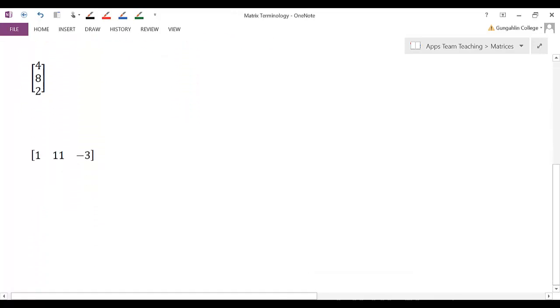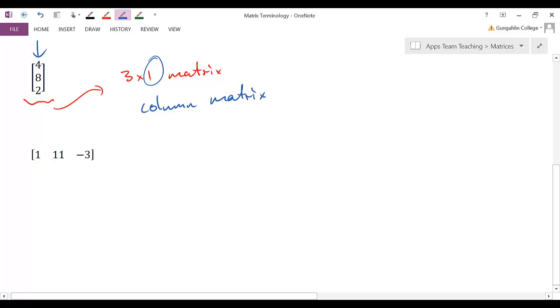There's a couple of other special types of matrices too that we should refer to. This one here, in this particular case, it's a 3x1 matrix. The important thing is it's only got one column. It's just a single vertical column. This is what's called a column matrix. So you could have a 4x1 or a 5x1 or a 6x1 or a 7x1. These would all be examples of column matrices, a single column.